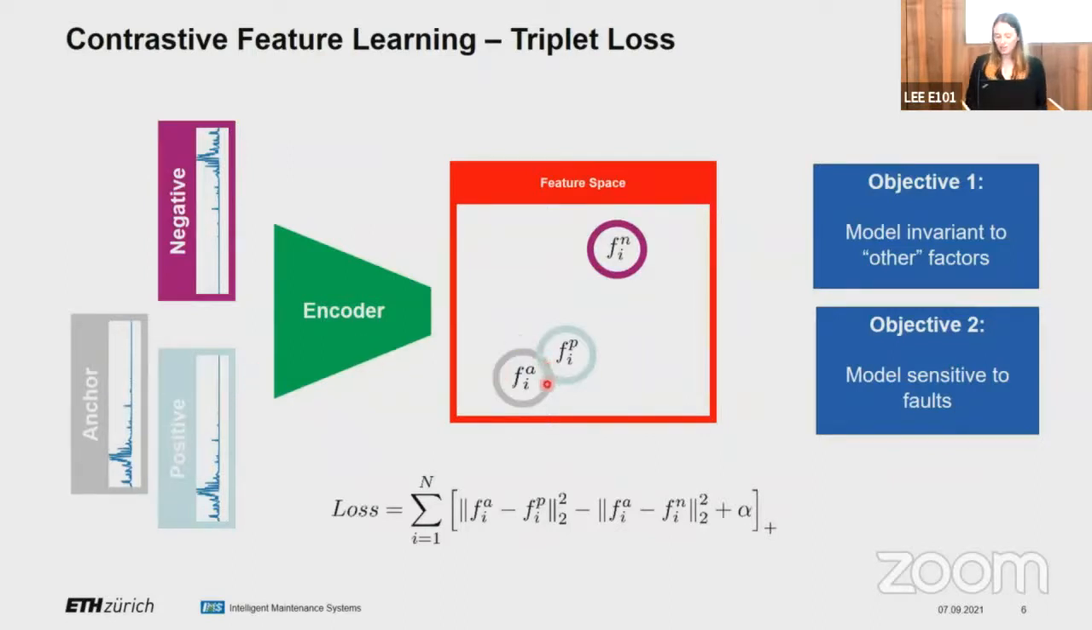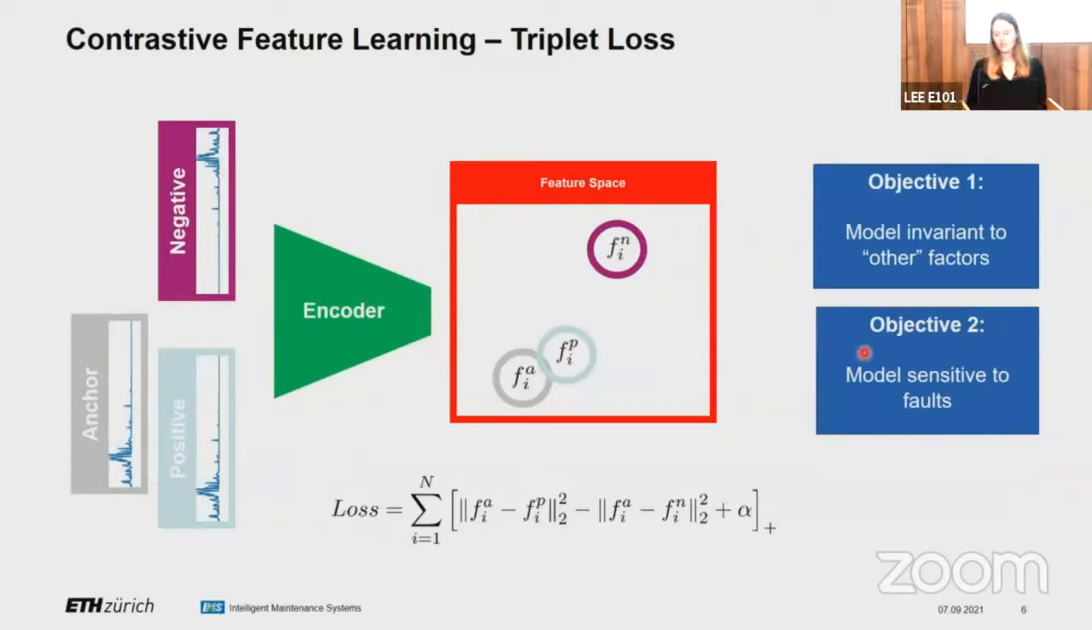And now, in order to achieve this invariance to these other factors that might vary between the anchor and the positive, we force, in the loss function, these two data points in the feature space to be very close together. So this is the first term of the loss function. And then in order to make the triplet complete, we also select a negative sample, which is basically defined as having a different health condition as the other two that we have.